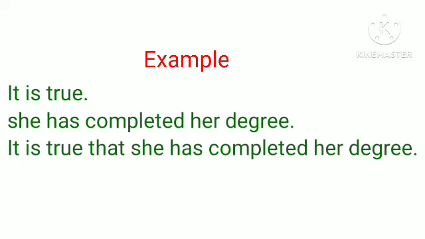I have one more example with the adjective true. It is true. She has completed her degree. So in this way, it is true that she has completed her degree. That she is a liar is our adjective complement. What is true? It completes the meaning of true. Complement completes the meaning of the adjective.